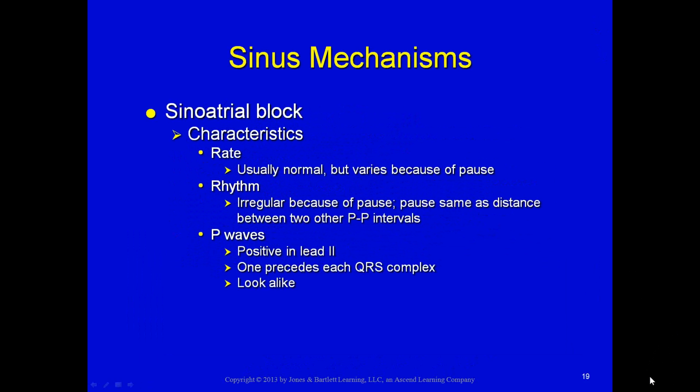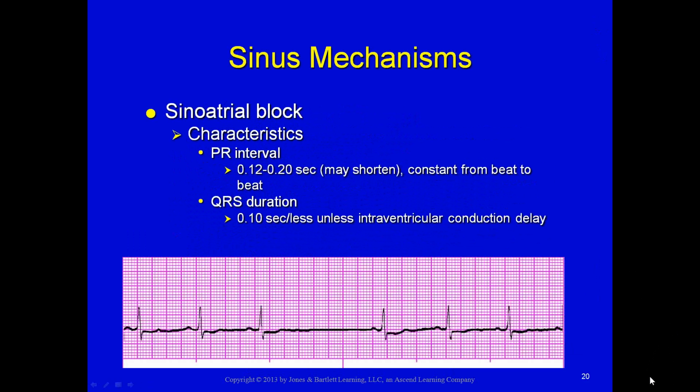The P waves are positive in lead 2. There is one for every QRS complex. They all look alike. The PR interval is normal. The QRS width is normal as well. So as you look at this rhythm, you can see this pause in the center of the strip here, where there should have been a P and a QRS and a T.